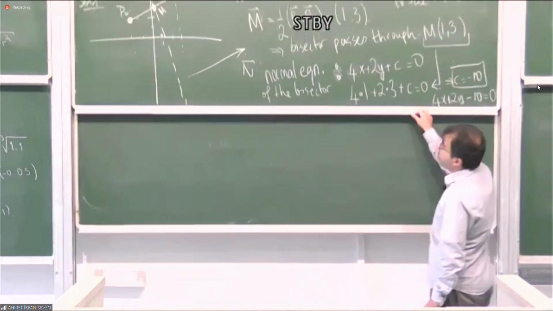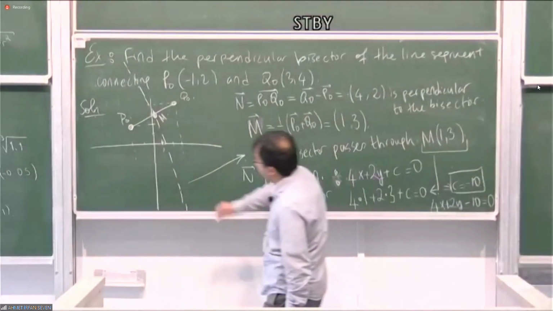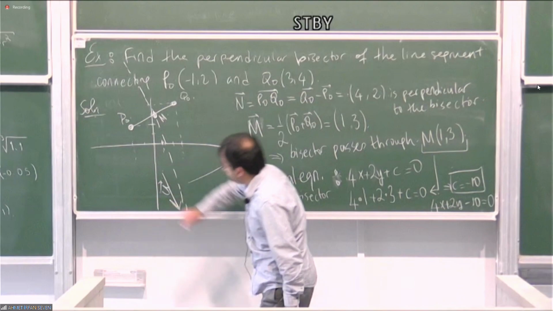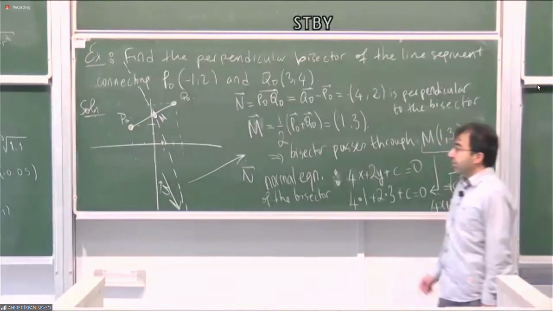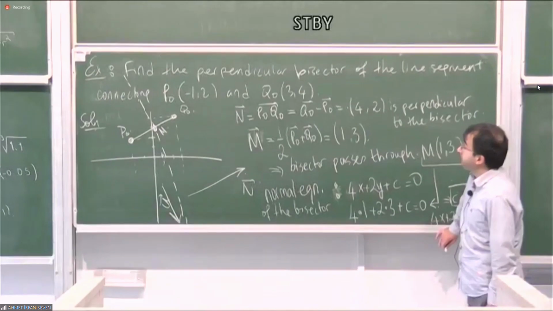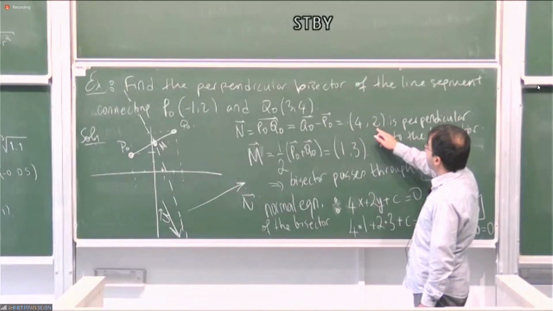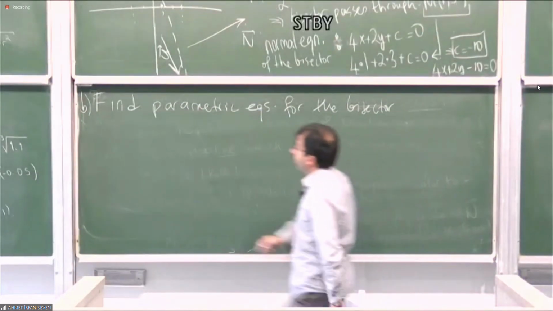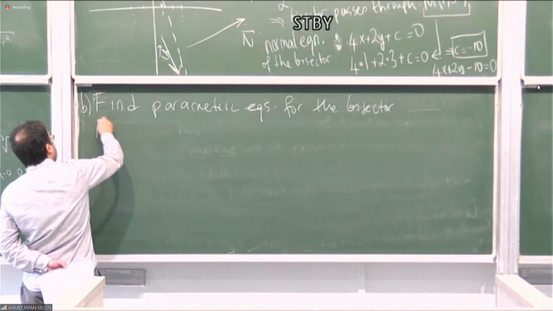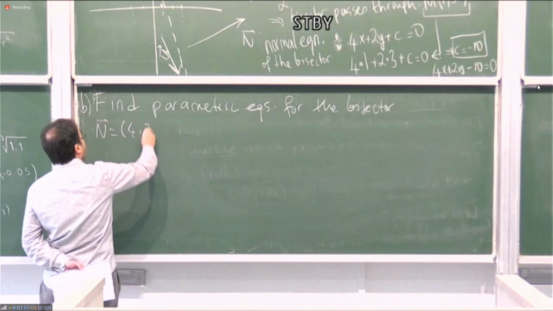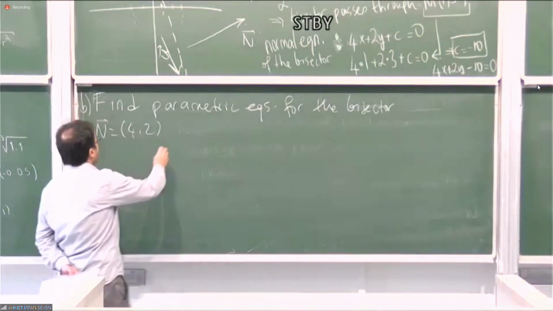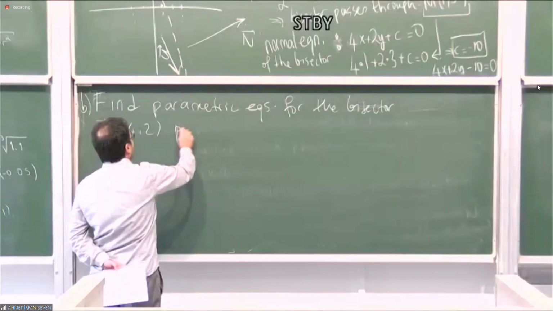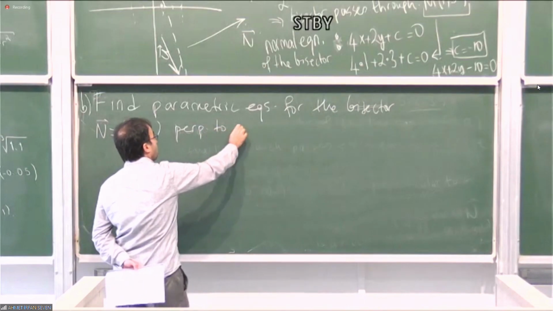So the direction vector will be parallel to the line, so it will be perpendicular to n. N is what? This vector 4, 2. So let's find the direction vector. We know that n is 4, 2. This is the normal vector, perpendicular to the bisector.